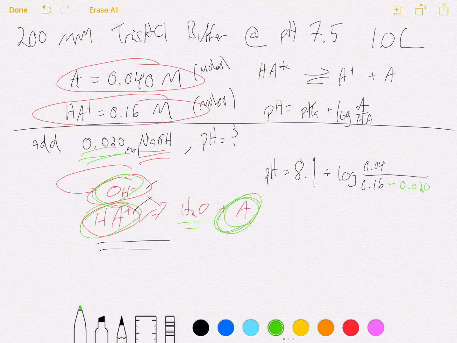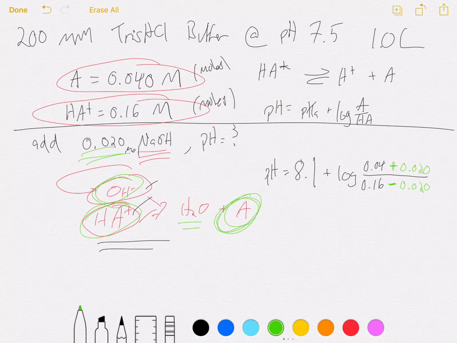And so whatever we subtract from the denominator of the Henderson-Hasselbalch equation in a use-the-buffer paradigm, we have to add to the other side. So we are now adding that same quantity, 20 millimoles.